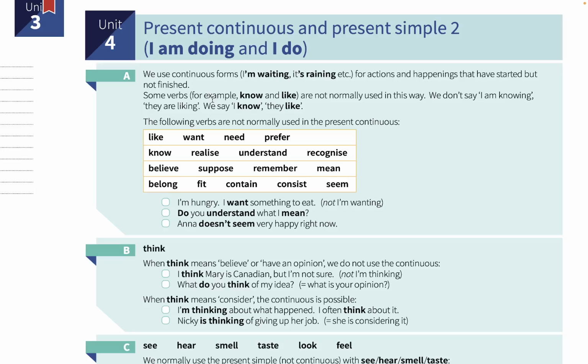Some verbs, for example, know and like, are not normally used this way. We don't say I am knowing, they are liking. We say I know, they like. These following verbs are not normally used in the present continuous. Like, want, need, prefer, know, realize, understand, recognize, believe, suppose, remember, mean, belong, fit, contain, consist, seem.